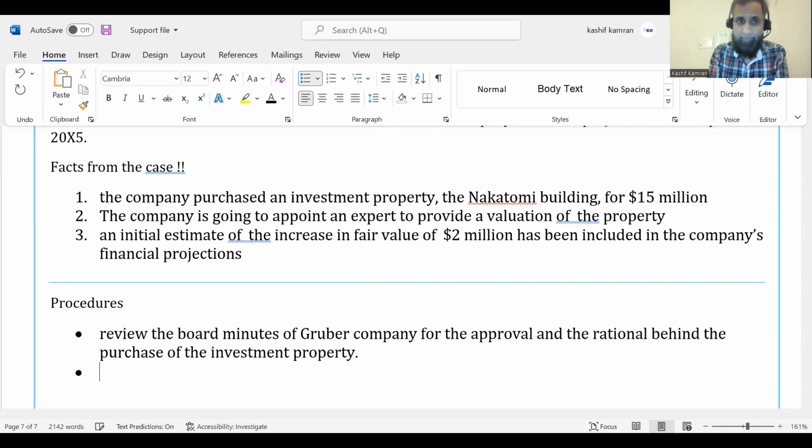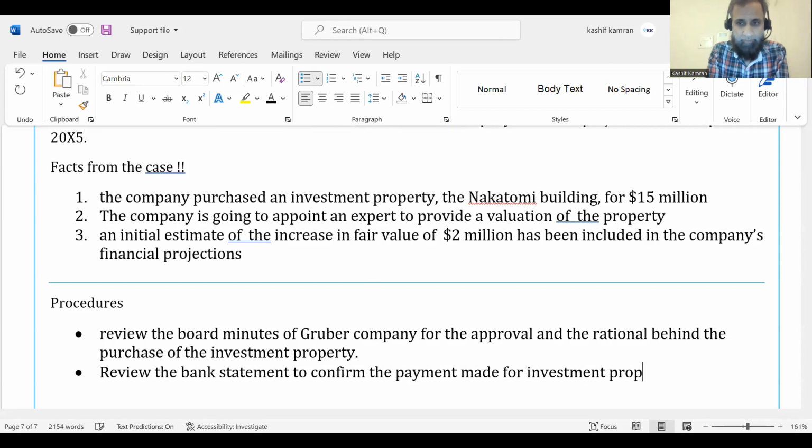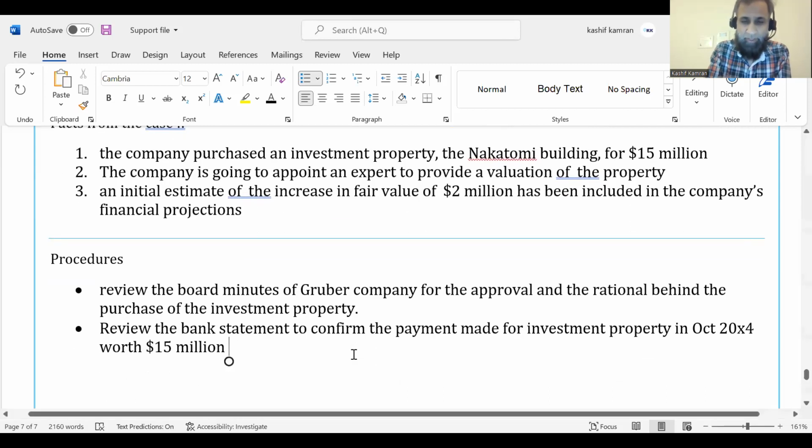Number 1. Number 2, the company purchased at $15 million. Review the bank statement to confirm the payment made for the investment property in October 20x4 worth $15 million. So can I confirm the payment made and it should exactly be $15 million? So can I review the bank statement to confirm the payment made against the purchase of the investment property?